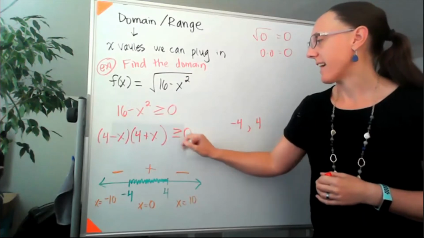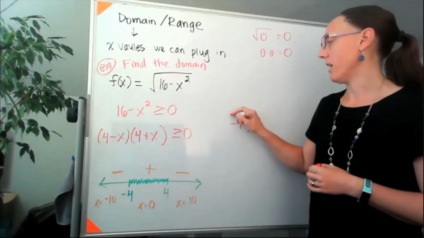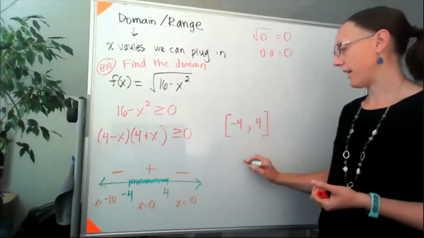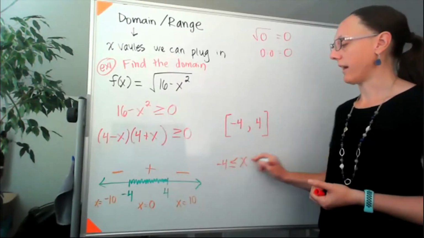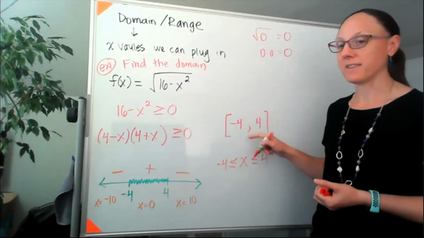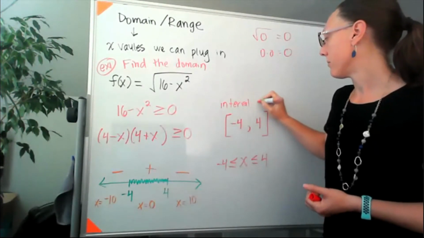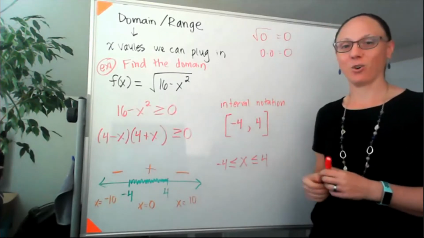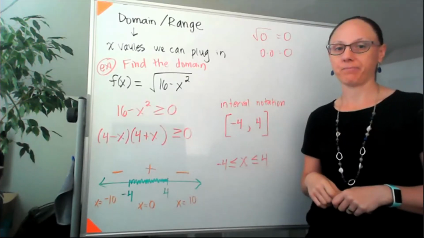Because this has that or equal to part, when I write this in interval notation, I'm going to give square brackets. So this is equivalent to writing it as x can take on all of the values between -4 and +4. Two different ways to write the same thing, but this top one is interval notation. Just in case anybody's asking you and specifying how you're going to write your final answer.